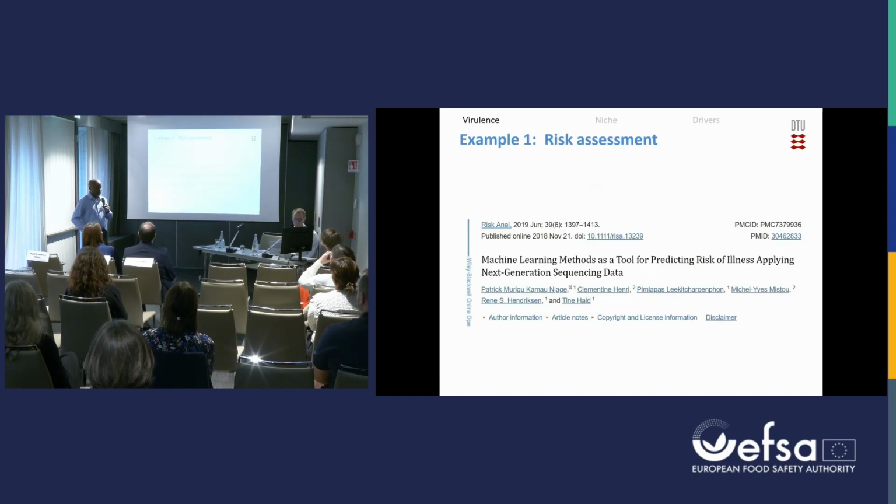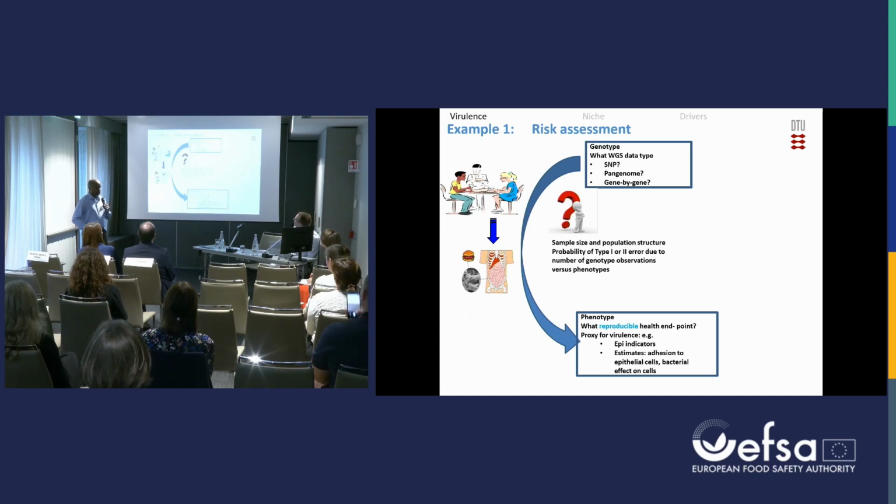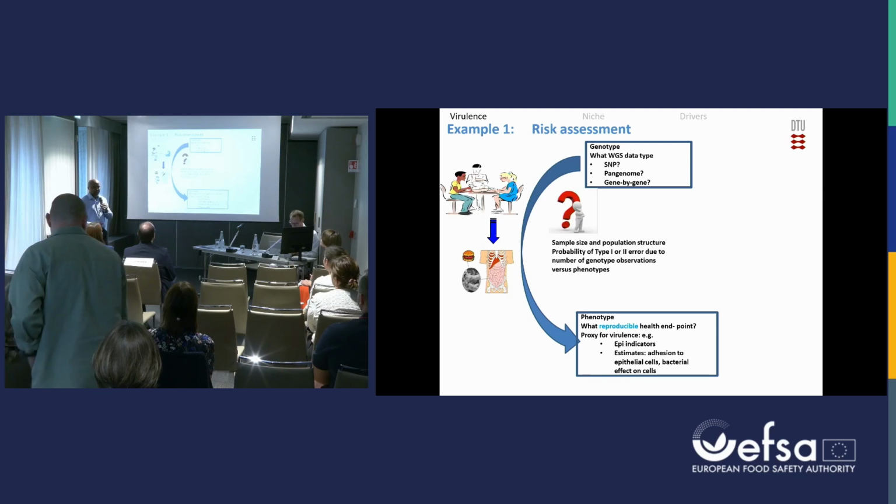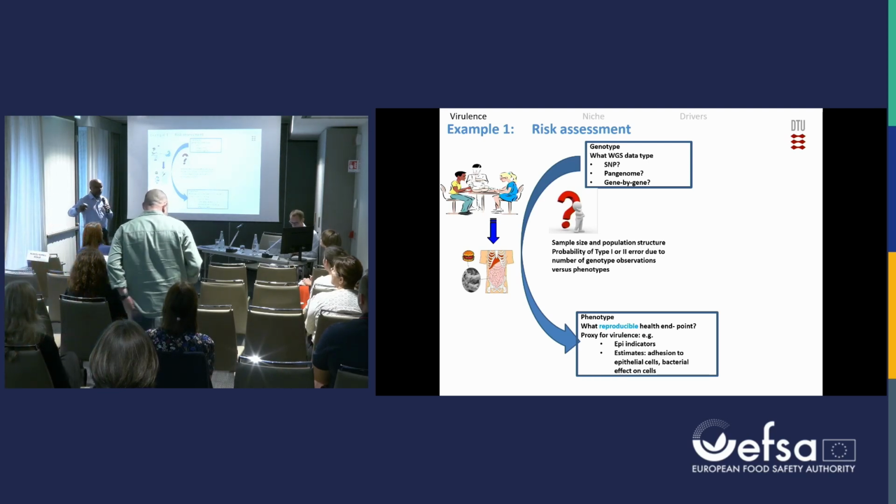So the first case is based on this publication on risk assessment using whole genome sequencing data that we did. And the aim is to predict, if you are given the genotype of an organism, can you predict what will be the end point in terms of infection? There are various challenges statistically in terms of sample sizes. Whole genome sequencing is still picking up. The sample sizes are still not that large compared to the genotype in terms of the number of genes.